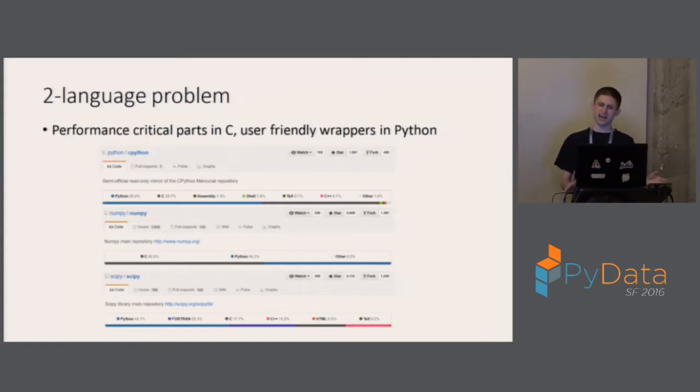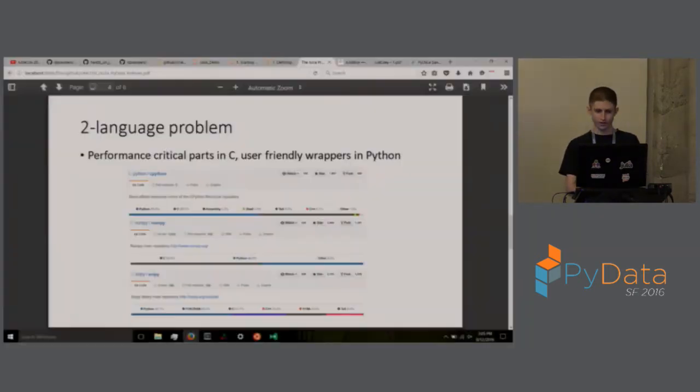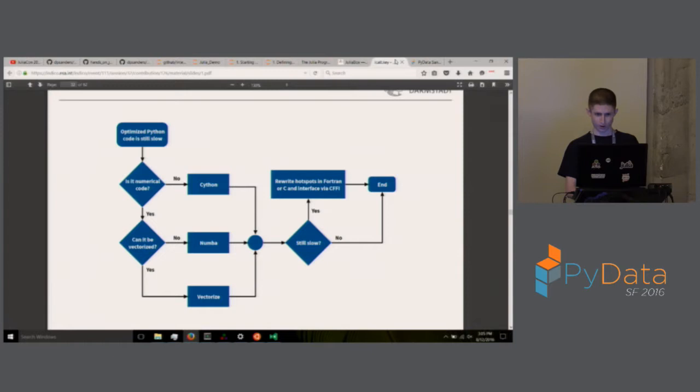So you have this user-friendly code you work with day-to-day that you want to write in something nice and high-level like Python, but then when performance is a problem, you have to go down to something lower level. Or there's this great flowchart that may look familiar.